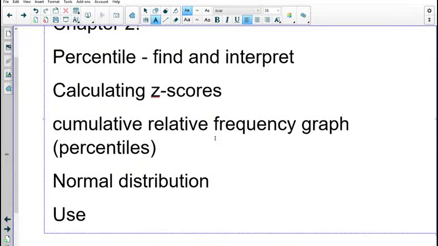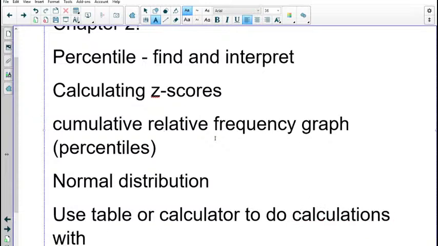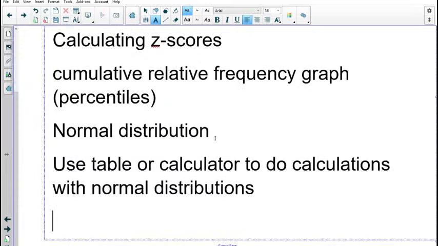So you should be able to use a table or calculator to do work with the normal distributions. So it's totally acceptable if we use a calculator on this test. Absolutely. Now, I want to see your work.